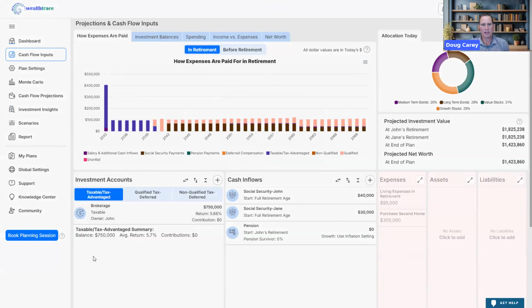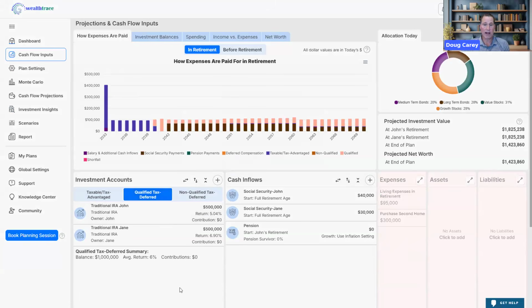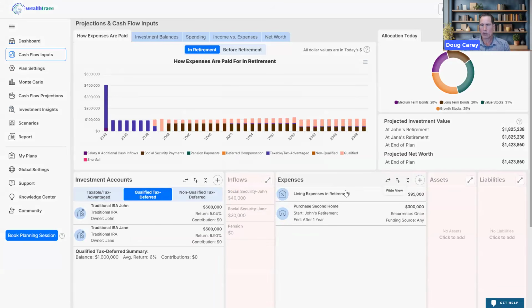They have a taxable brokerage account worth $750,000. They also each have an IRA worth $500,000 each. Their asset allocation, you can see up here, they're 60% in stocks, 40% in bonds. So fairly standard, simple plan. They will have a combined Social Security of $70,000 when they turn 67 years old. Their recurring living expenses once they retire will be $95,000 a year. And they are going to purchase a second home when John retires for $300,000.